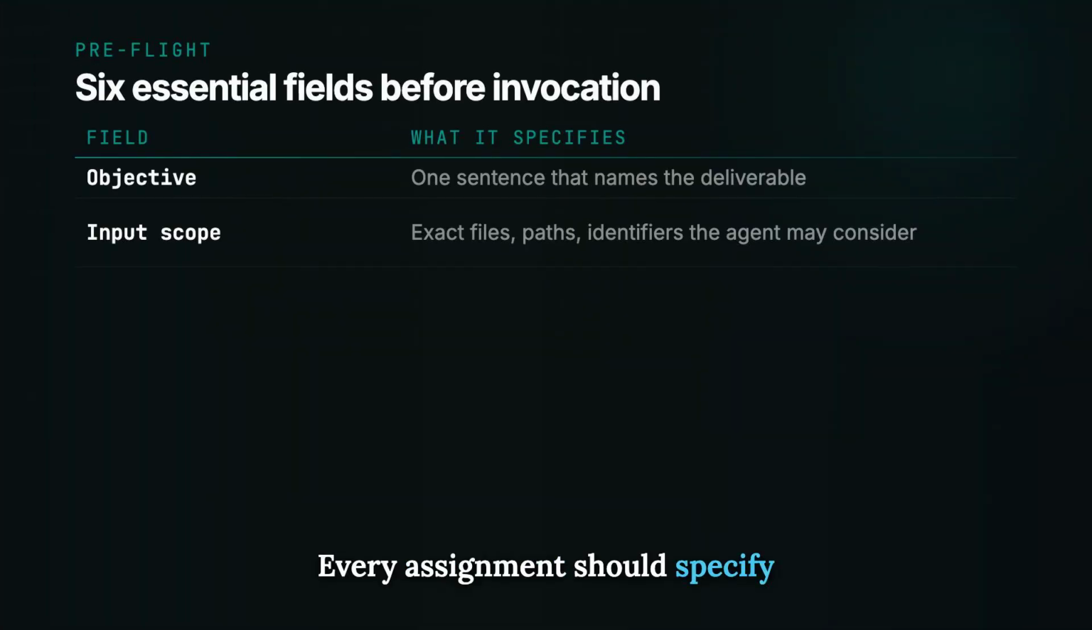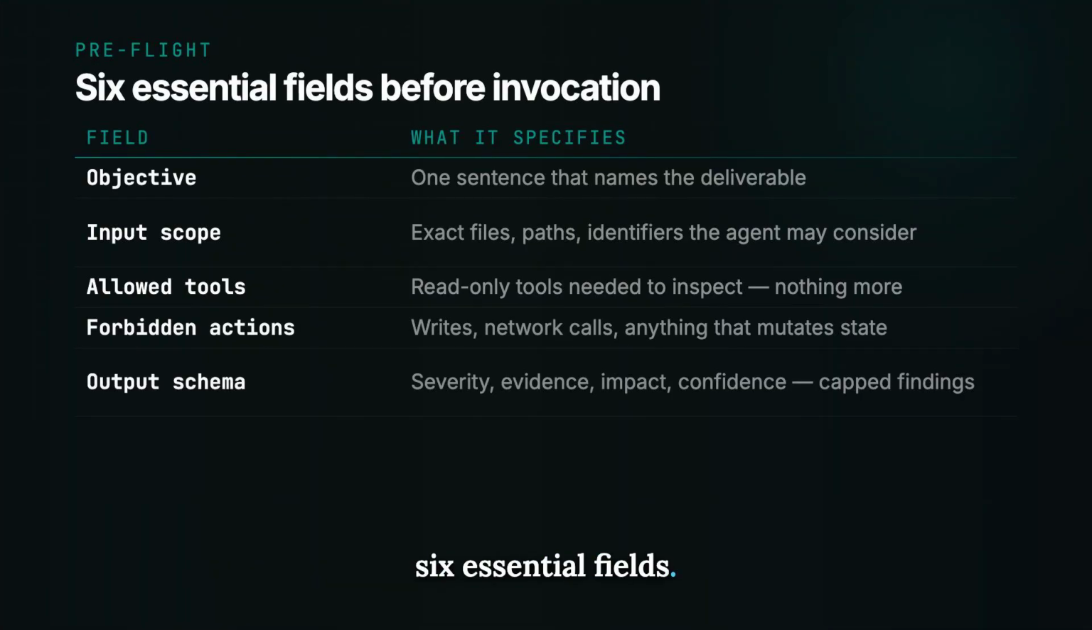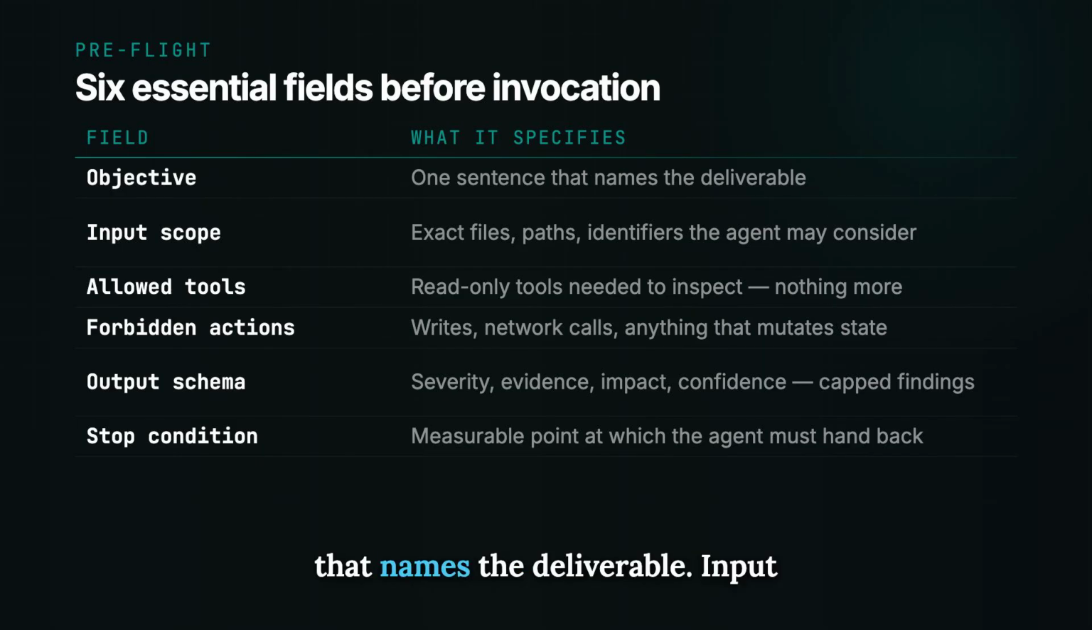Every assignment should specify 6 essential fields. Objective, 1 sentence that names the deliverable. Input scope, exactly which files, paths, or identifiers the agent is allowed to consider. Allowed tools, the read-only tools needed to inspect. Forbidden actions, writes, network calls, anything that could mutate state.